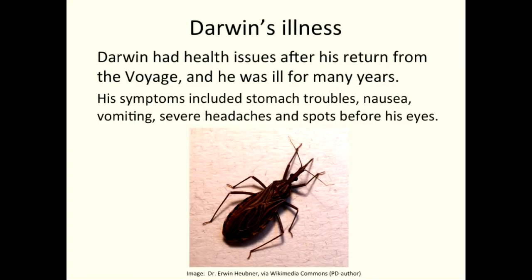Now, one thing that we hadn't really mentioned was Darwin's illness. This was really that period when he came back and was living in Down House, and he had really serious health issues for many, many years, and all these symptoms. He had terrible trouble feeling really sick, and he tried various treatments and so on.